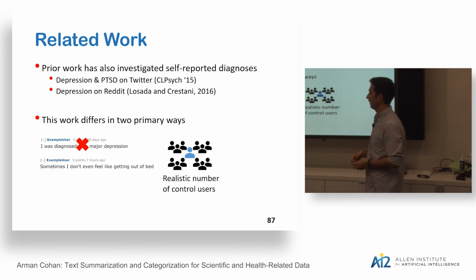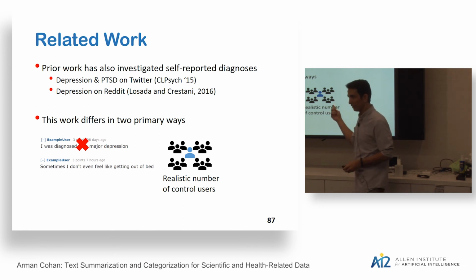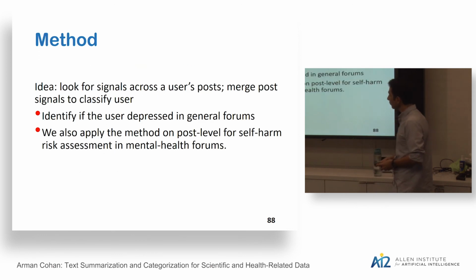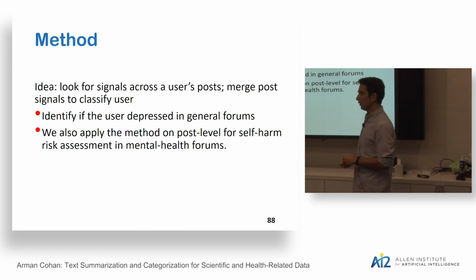The second difference is that we match each user with a realistic number of control users. Based on various estimates, between 5 to 15% of the US population is depressed. So we match each depressed user with 12 control users to be able to have a realistic data set. Our method looks for signals across users' posts and then merges them to classify the user.